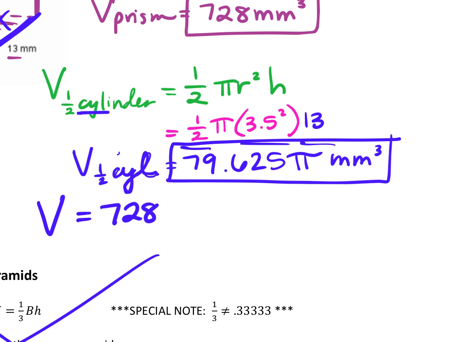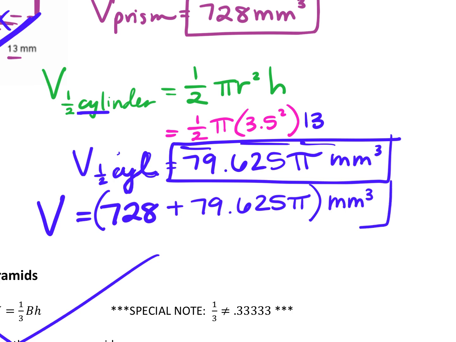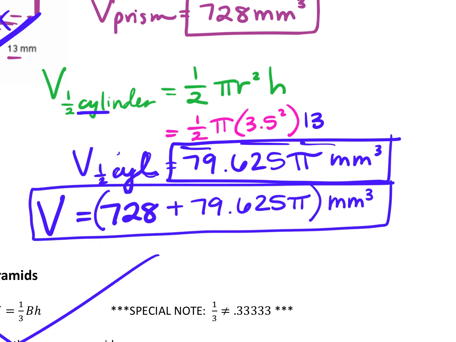So 728 plus, do you want to keep going? No! Then you would have lied to us. Okay, so here's the deal. This is your volume, if we give an exact answer. If you really want to plug it into your calculator, then at this point you have to plug in the pi, because this one has a pi and this one doesn't. You cannot just add them and attach the pi at the end. So if you want to plug it in, you'd go 728 plus 79.625 pi, and you would get 978.1 cubic millimeters.